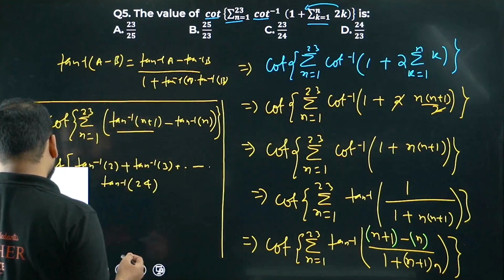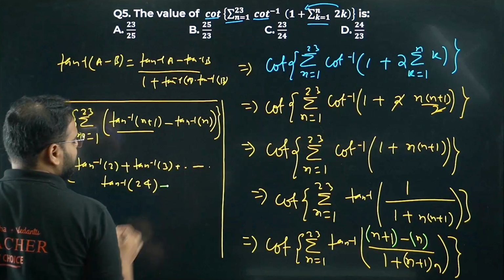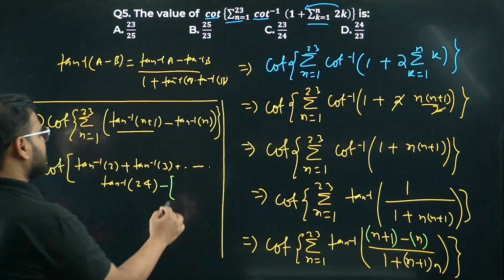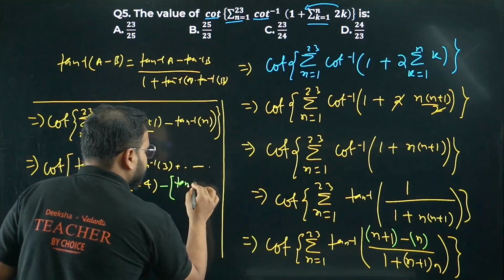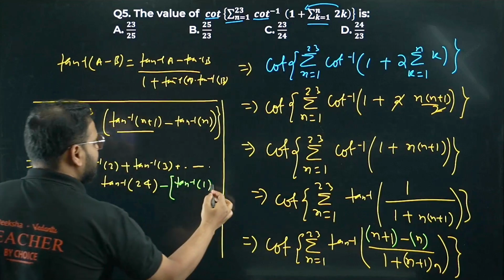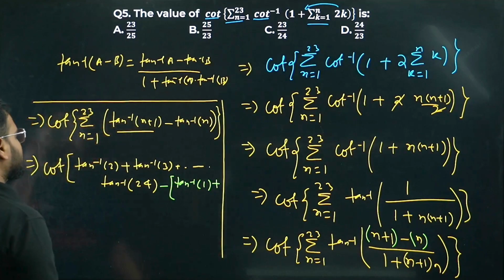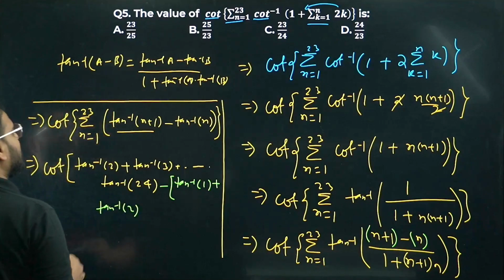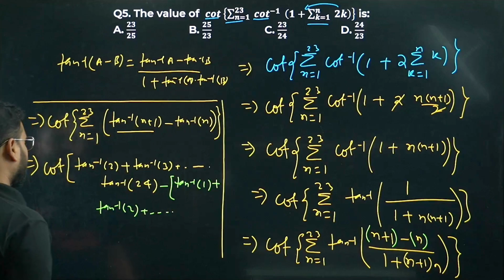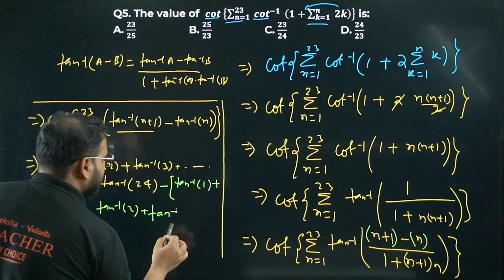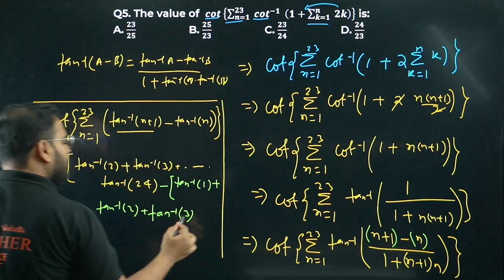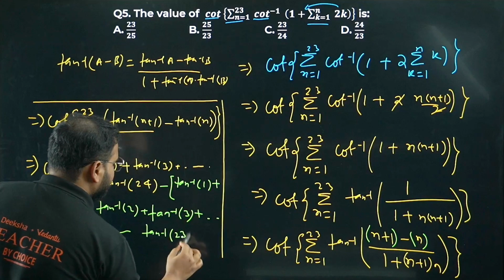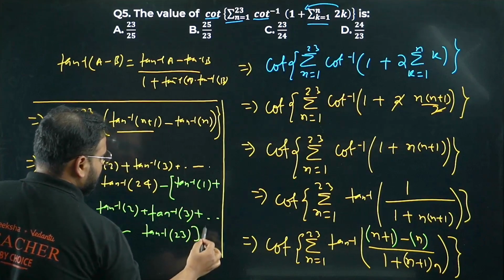Okay, next part, the negative sign part. So I'll take a minus sign and write a bracket over here, and check this out. Put n equals 1, I'll get tan inverse of 1, then a plus sign. When I put n as 2, I'll get tan inverse of 2. Next, tan inverse of 3, and so on, till tan inverse of 23. So this bracket is closed, and there's one more bracket.